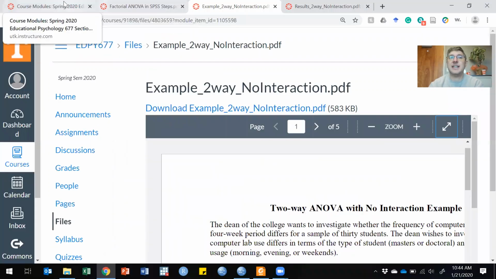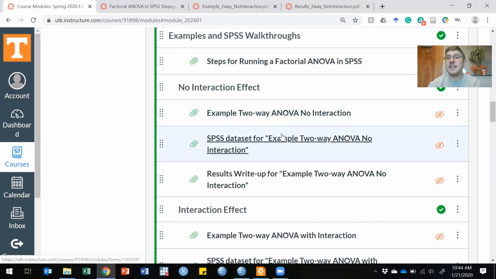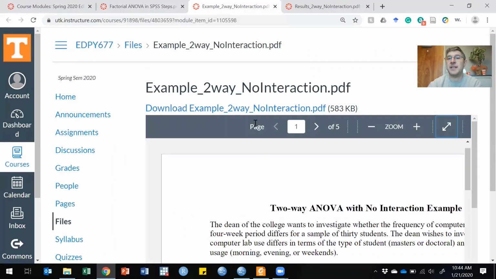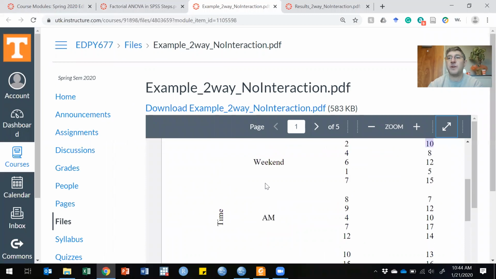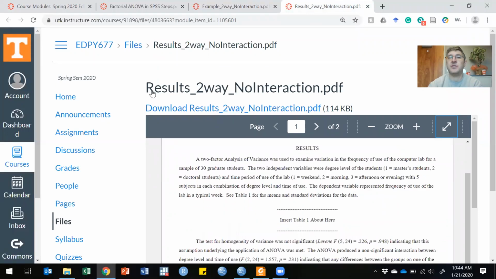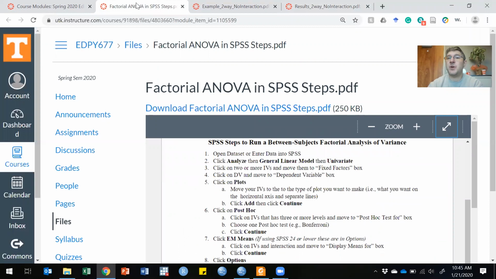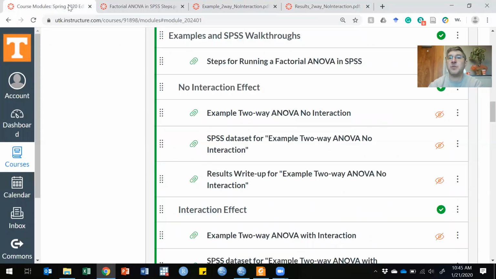The data set that's using the example is right here. The data set's here, sorry. Also give you the data where you could type it in the example here. So we'll talk about that in a minute. And then there's also a write-up for this two-way ANOVA with no interaction that's available on Canvas as well. So you can see how a results section would look. If you want step-by-step instructions, they're available on Canvas too.